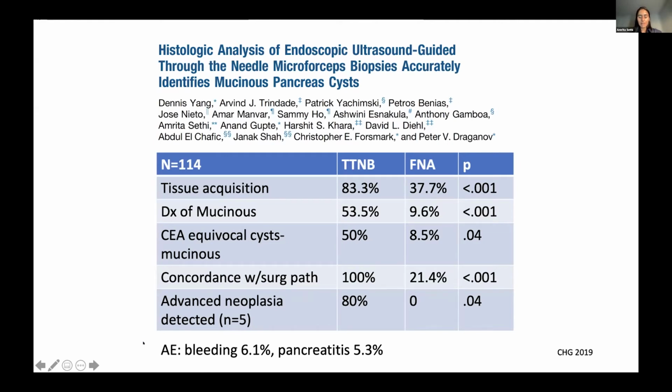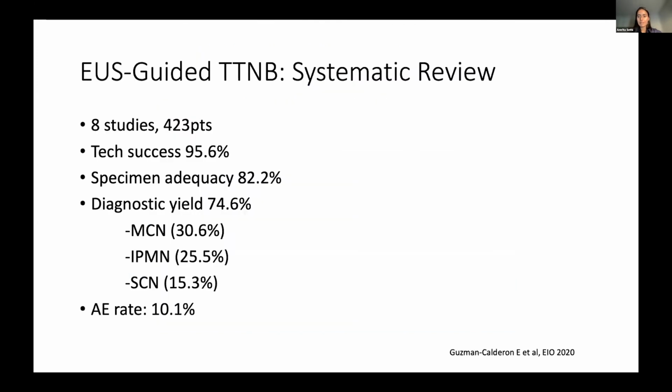Again, as we have to with every advanced technology, we do need to look at the risks, and they do include bleeding of 6% and pancreatitis 5.3%. In a recent systematic review that looked at 8 studies and 423 patients, the technical success rate was 95%, and the diagnostic yield was 75%. And here you can see the distributions of the different cysts, as well as an overall adverse event rate of 10%.